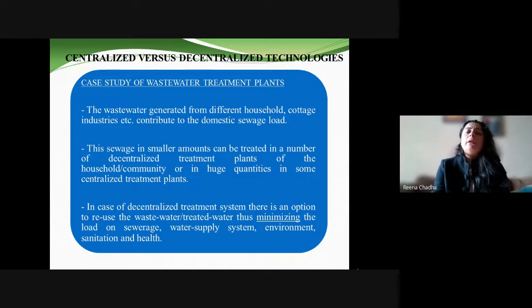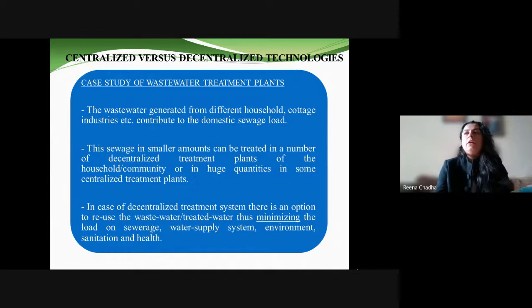In the case of a decentralized system, there is an option of reuse. People who are using decentralized wastewater technologies reuse the water that is treated in their wastewater treatment plants, because the taboo with treated wastewater is too much in our country. In many countries, like Singapore and Dubai, they use the treated wastewater even for drinking purposes after treating it through RO. But in our country, there is a psychological hindrance and a taboo behind using treated water for drinking purposes. But there are many other purposes.